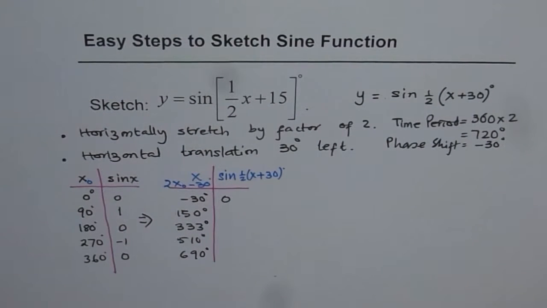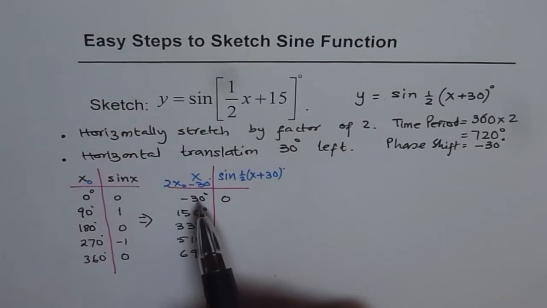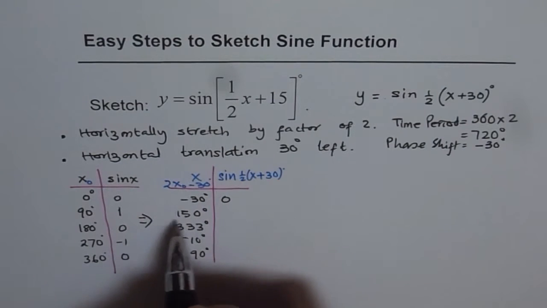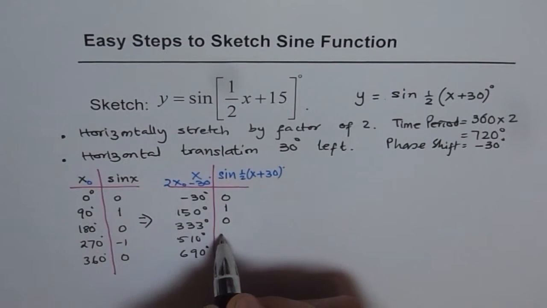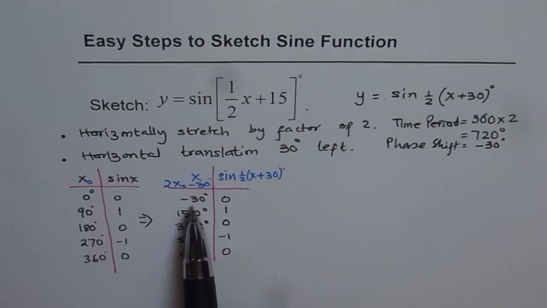So basically what is going to happen is our 0, 1 values are going to get translated. They are going to shift horizontally. So the values at these points will be 0, 1, 0, minus 1 and 0, right? That is what will really happen. So basically our sine function will start at minus 30 and end at 690. So that is the kind of transformation. These are your image points of the original points, right? So that is how you're going to see it.